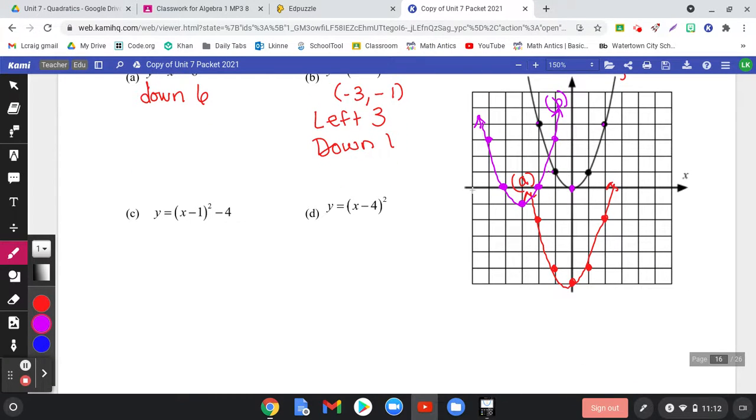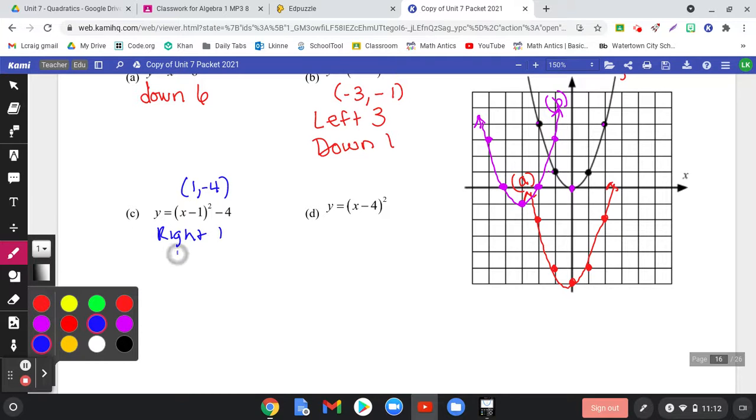All right, again, this is just a shortcut. We'll do blue for this one. So this one, your vertex is going to be +1, -4. So it means we're going right 1, down 4. So every point goes right 1, down 4. Start with this one, right 1, down 4. Start with this one, right 1, down 4. Kind of a mess going on here. That's why I'm trying to use different colors. But again, your parabola is not changing in size.